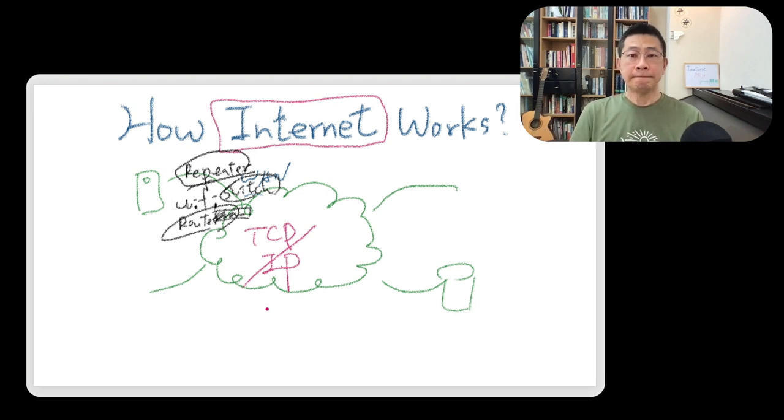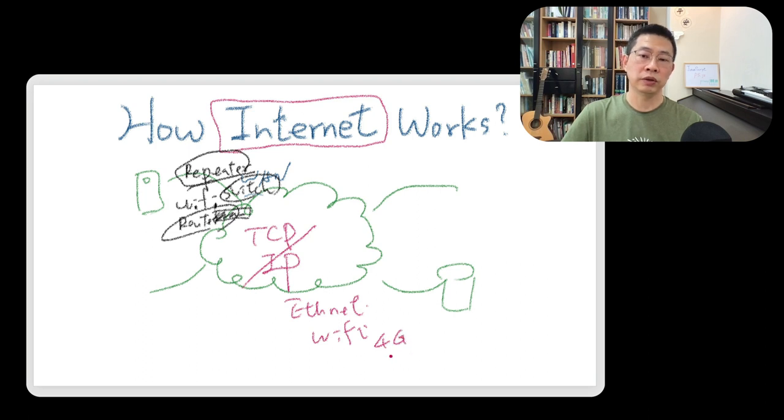And then down below IP, there are different technologies in the network layer. Maybe you have heard people talk about Ethernet or Wi-Fi, or if you use a cell phone to connect to the net, maybe you have a 4G or 5G mobile phone connection.